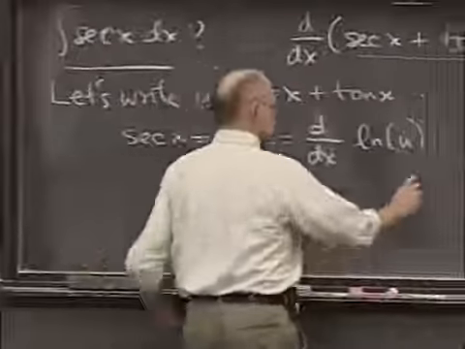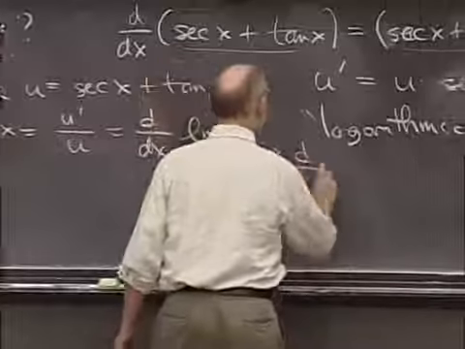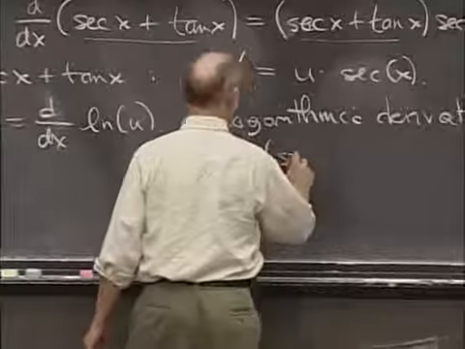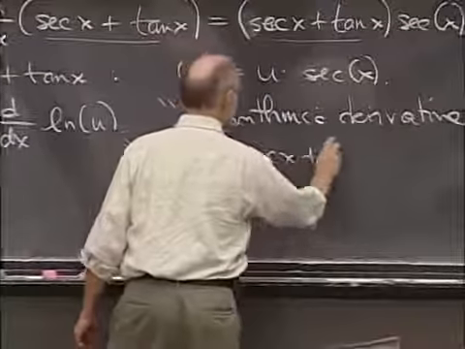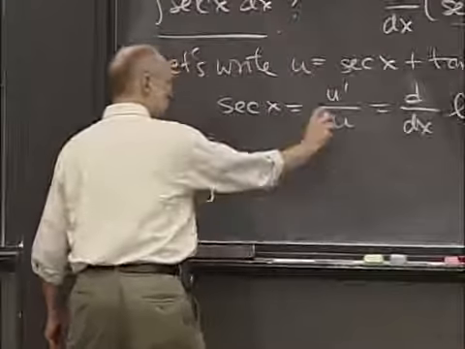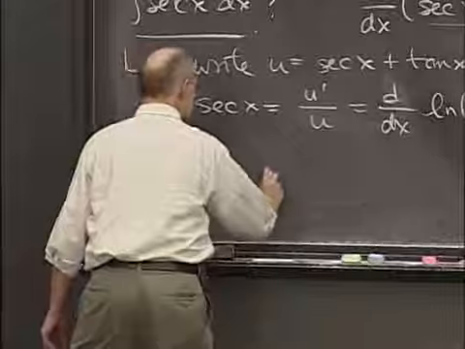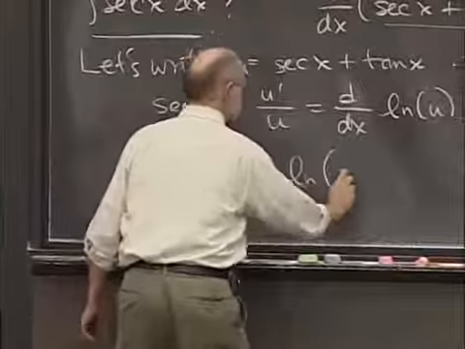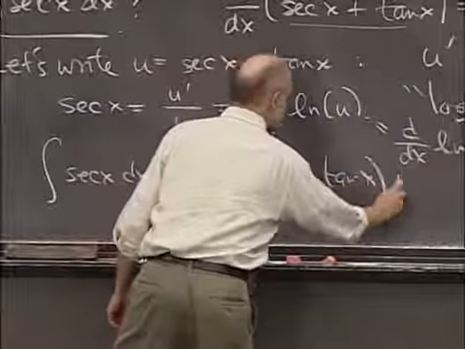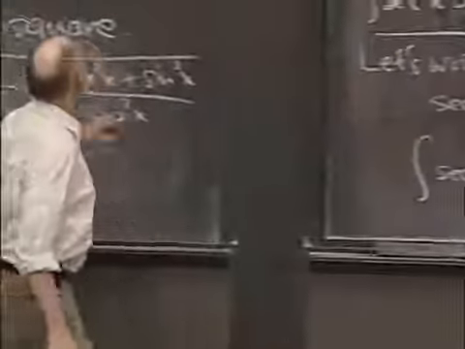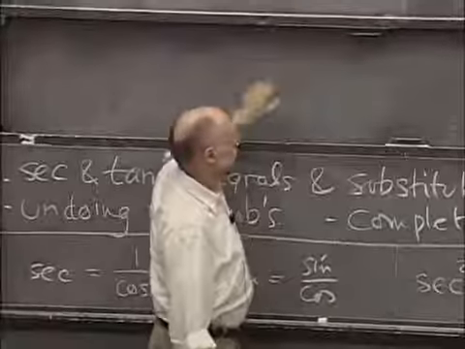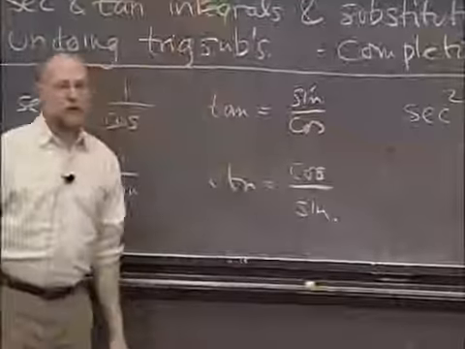And I guess I should put in what u is. It's the secant plus the tangent. And so that implies that the integral, integrate both sides. That says that the integral of the secant of x dx is the natural logarithm of the secant of x plus the tangent of x. So that's the last line in this little memo that I created that we can use now for the rest of the class.